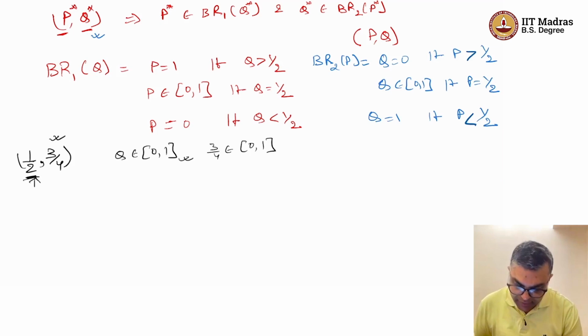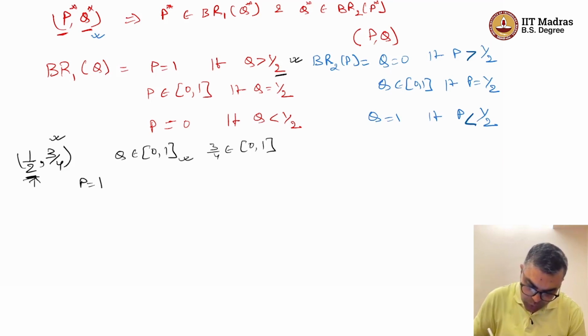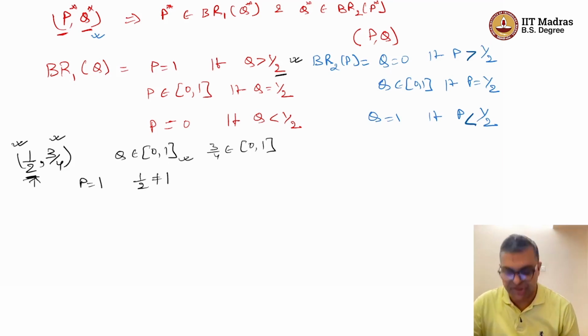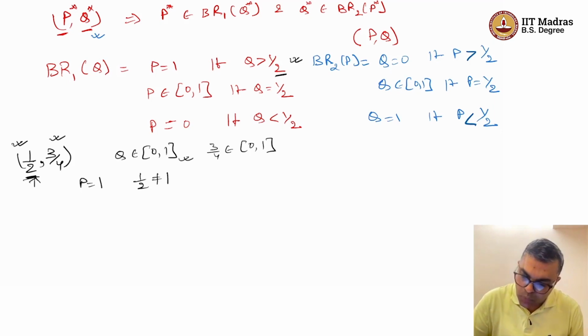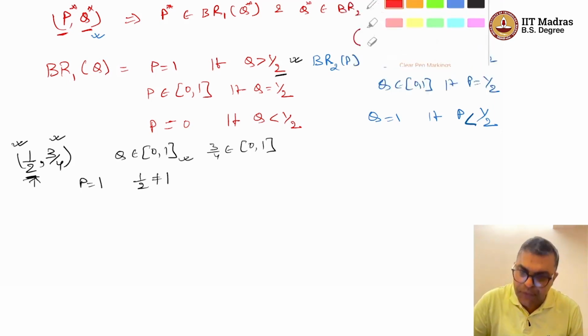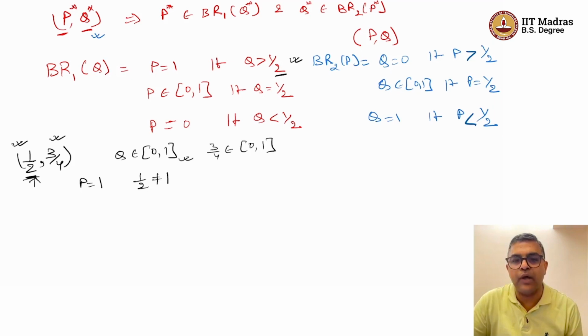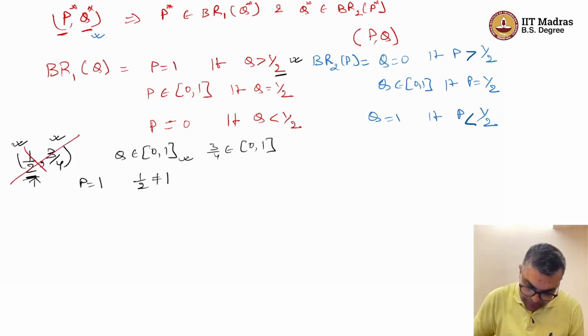We have to look at it the other way around. Player 2 is playing 3/4. What is the best response from player 1? We are in this zone. Here Q is greater than half, and 3/4 is greater than half. The best response from player 1 is to play P equal to 1. Half is not equal to 1. Therefore, player 1 is not playing his best response, and therefore (1/2, 3/4) cannot be a Nash equilibrium.